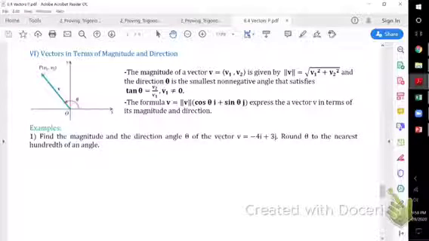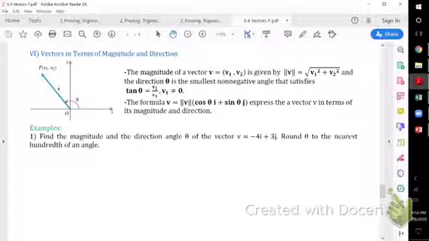6.4 Part 6 talks about vectors in terms of magnitude and direction. So the magnitude of vector v with components v1, v2 is equal to the square root of v sub 1 squared plus v sub 2 squared. And the direction theta is going to be the smallest non-negative angle that satisfies the tangent of theta is equal to v2 over v1, given that v1 can't be 0.